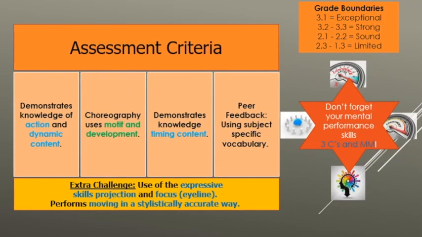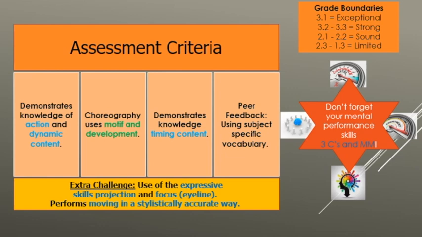Okay, so finally, before our quiz, here is your assessment criteria that you'll be working towards throughout this unit. So, some of these words you may be aware of, but some may be new. By the end of this unit, you should be demonstrating knowledge of action and dynamic content in your final assessment performance. During the creation of your assessment piece, you'll be looking at how choreography uses motif and development, and you will also demonstrate knowledge of timing content.